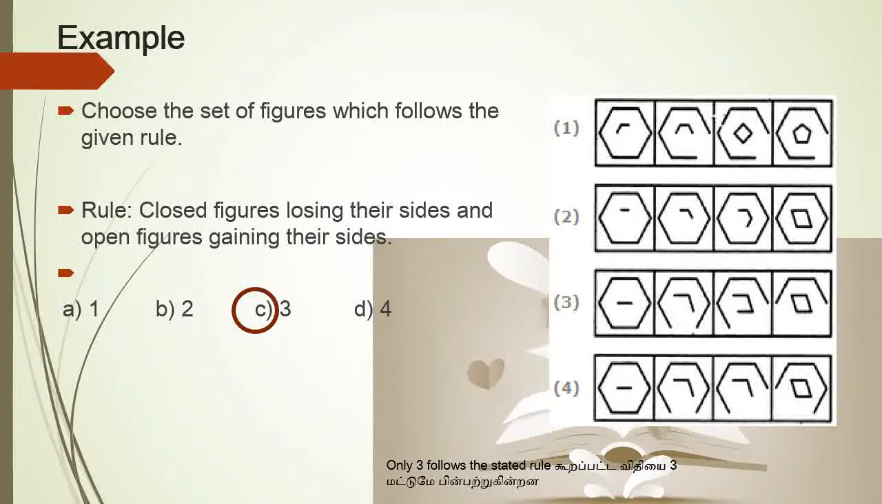In the third figure, the outer hexagon loses its side when it goes to the next segment, whereas the inner line gains its side when it goes to the next segment.